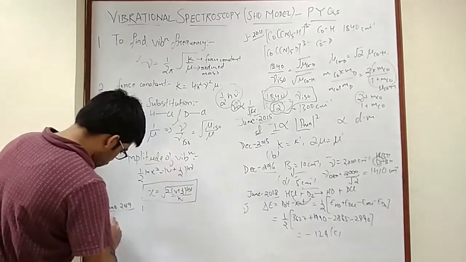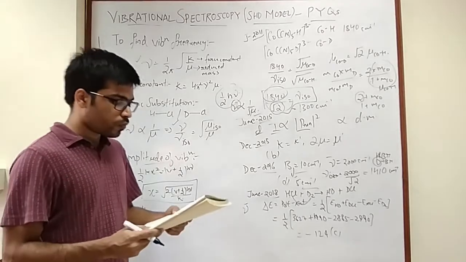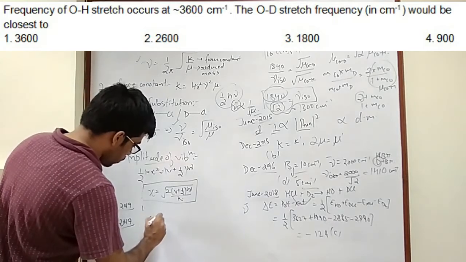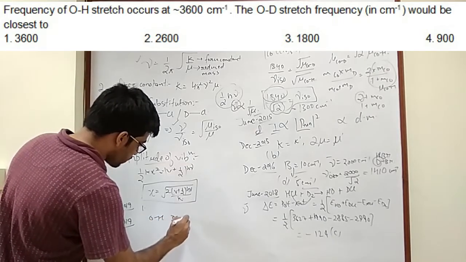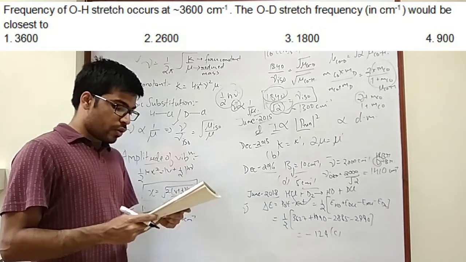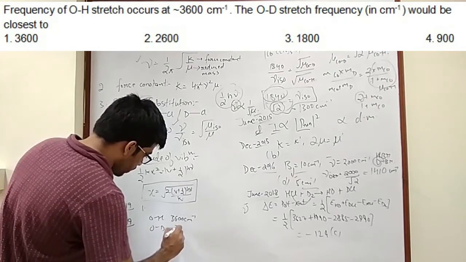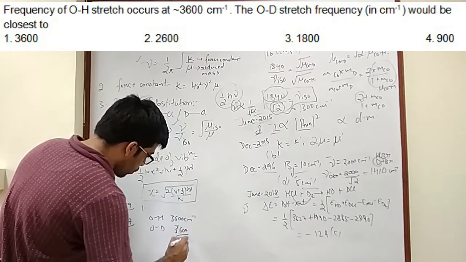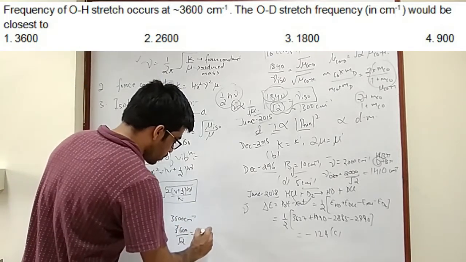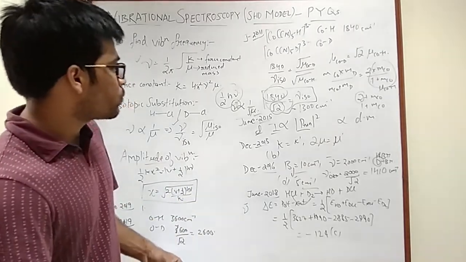The next question we have is from December 2019. Frequency of the OH stretch occurs at 3600. For OH, it occurs at 3600. The OD stretch would be closest to. For OD, you just need to divide this by root 2, right? And that would give you option number B, 2600. Okay. So I think that's all the questions we have from NET.